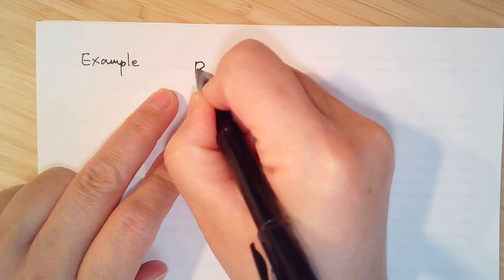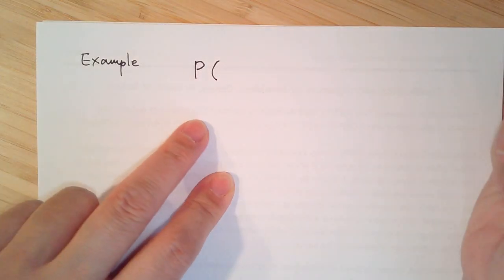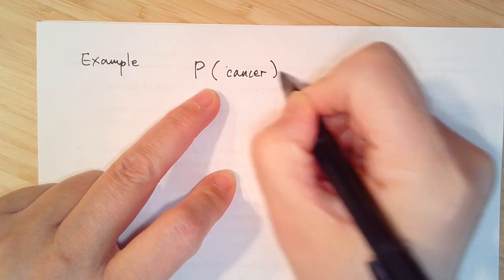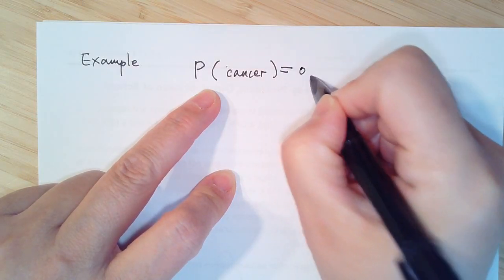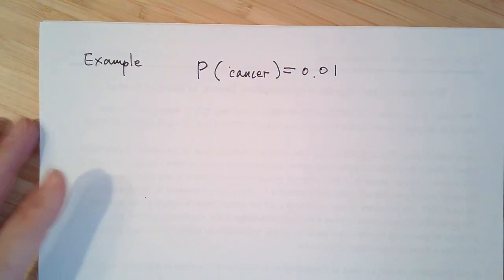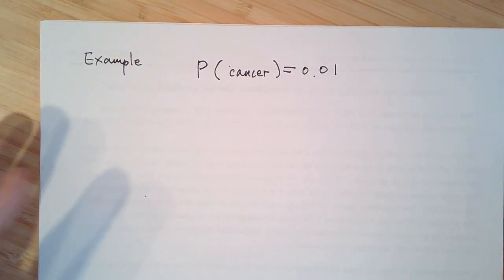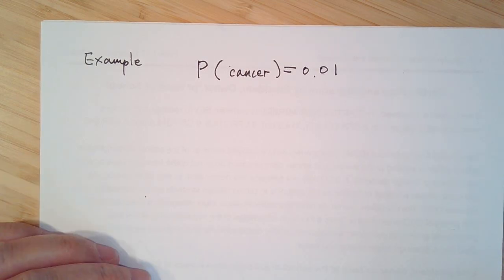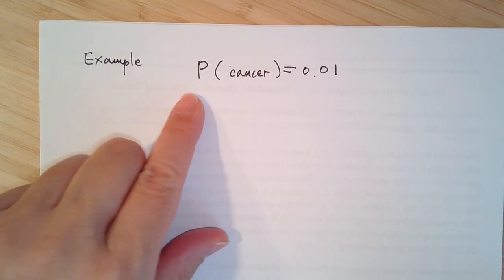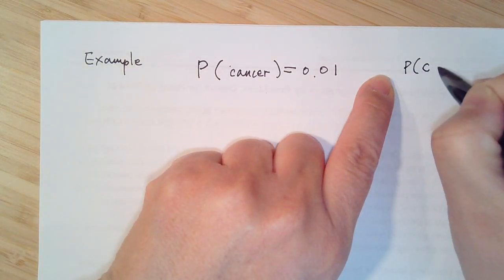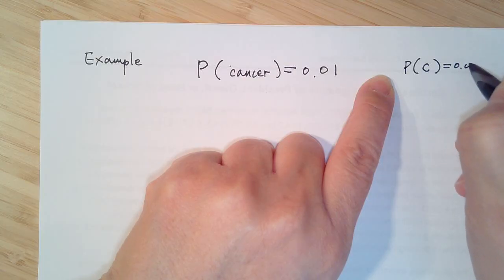The probability of cancer is 0.01. Okay, this is given. The probability that someone has cancer is 1%. We know this based on the relative frequency: 1% of the population has cancer. So P of cancer is 0.01. I can also write P of C is 0.01.